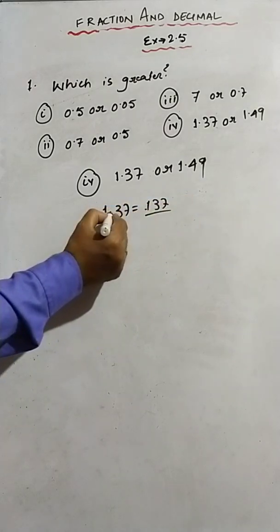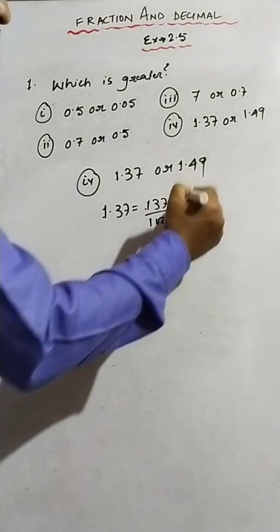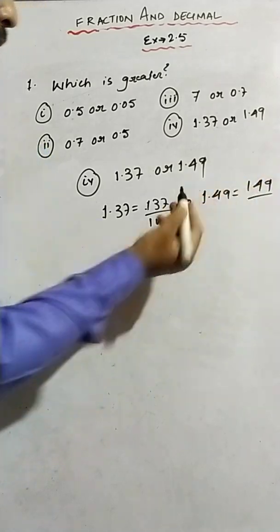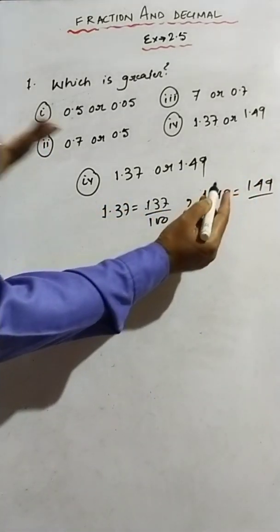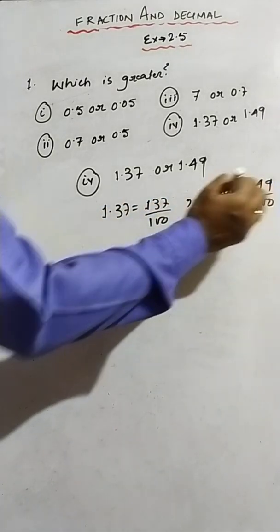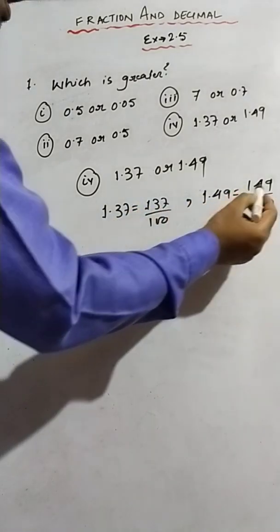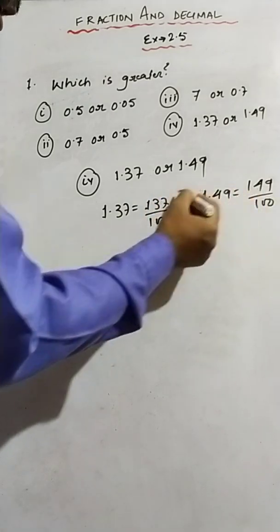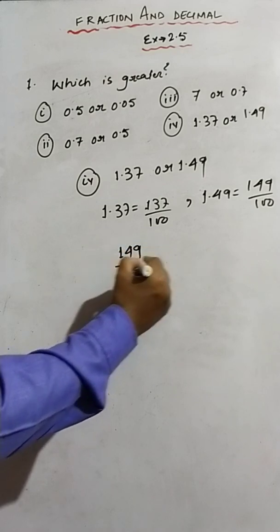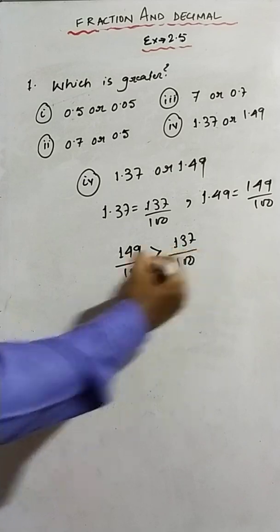137. So how many digits are there after the decimal? 2. So we'll write 100. Fine. Now the same thing we'll do with this. 1.49 can be written as 149 by what? How many digits? 2. So we'll write 100. Now you see that both these fractions are carrying the same denominator. That means they're like fractions. So just looking at the numerator, we can say which fraction is greater? 149 is greater. So 149 by 100 is greater than 137 by 100, isn't it?